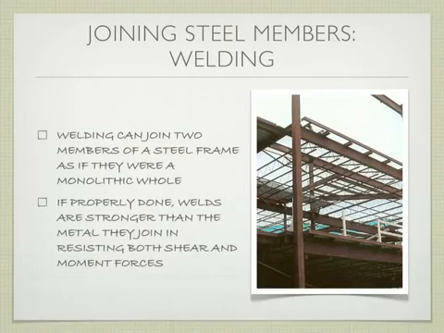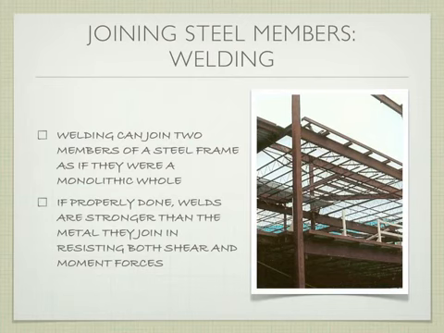The other option we have, besides just the bolts, is that we can actually weld two pieces of steel together. We've talked about this several times throughout the class already. But welding can join two pieces of steel as if they're a monolithic whole. In fact, if it's properly done, the weld itself is stronger than the two pieces of steel that it joins.